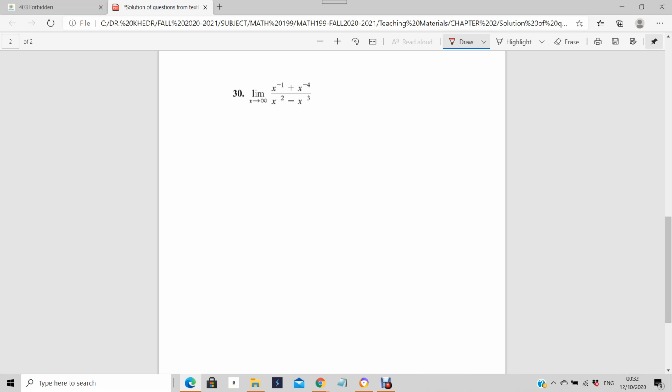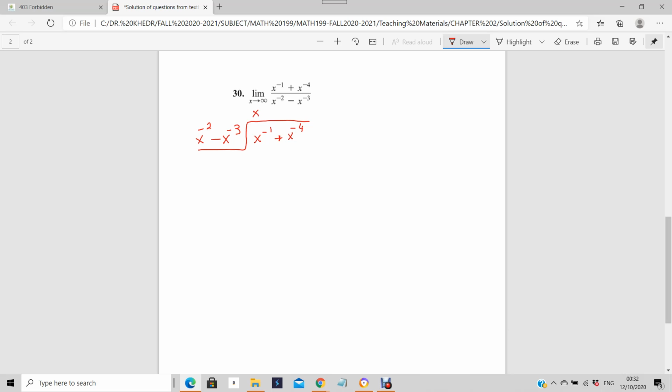So we have to divide x to the power of minus 1 plus x to the power of minus 4 divided by x to the power of minus 2 minus x to the power of minus 3. Okay, so you divide the highest power by the highest power, x to the power of minus 1. If you divide it by x to the power of minus 2, what will be the answer? The answer will be x.